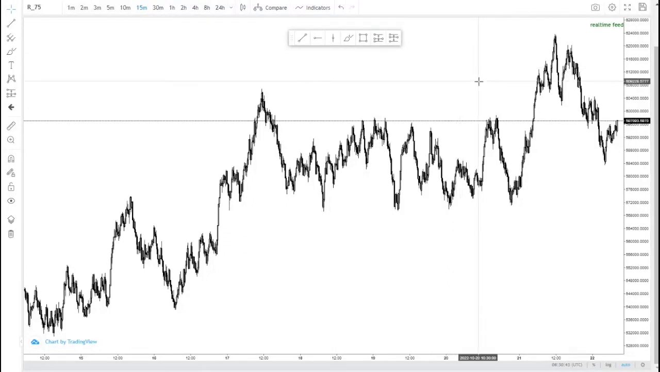Today we're basically going to be doing our deadly scalping strategy, but on the V75 pair, right? Last time we did it on V100, and today we're going to be dealing with V75.